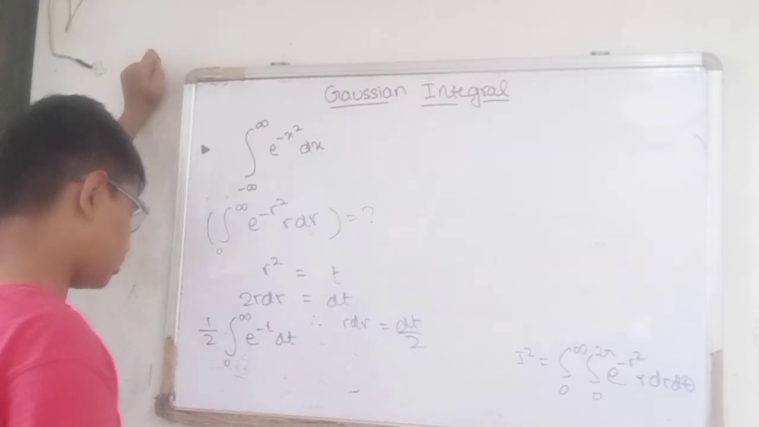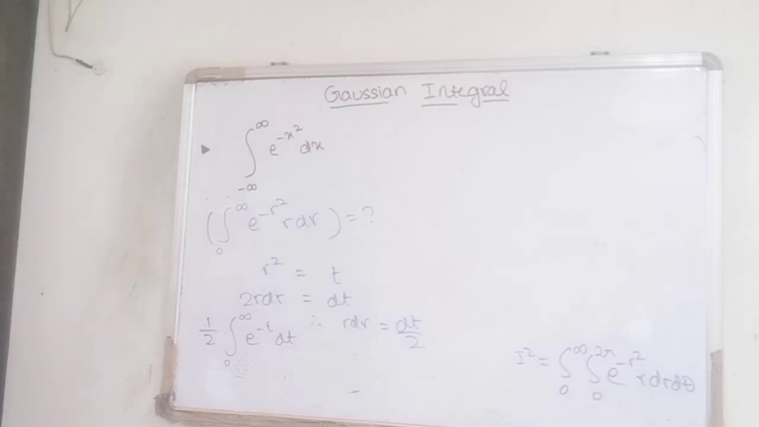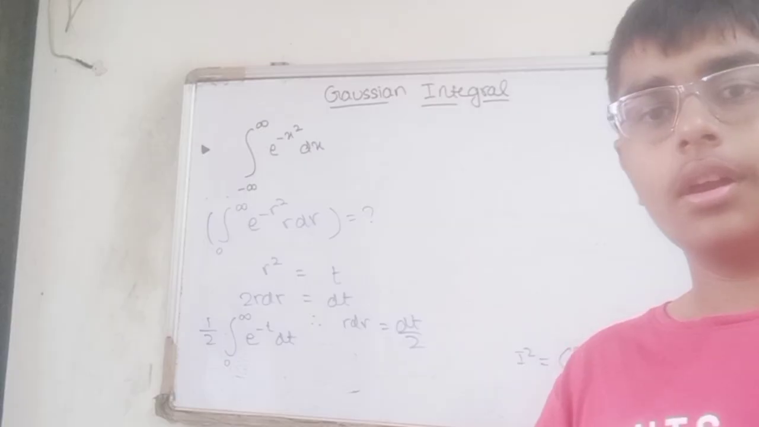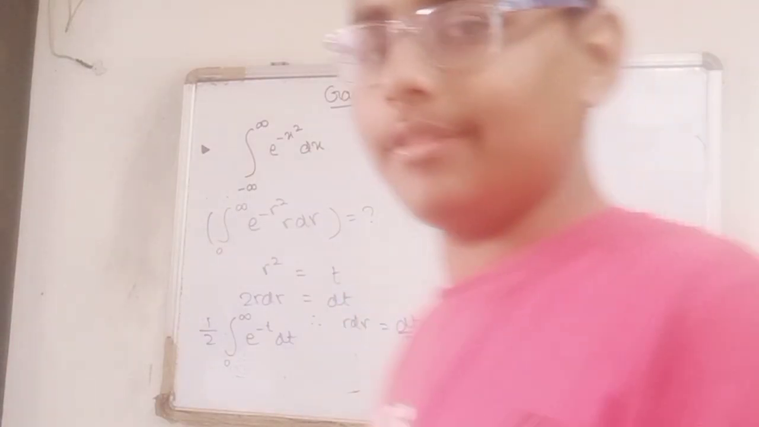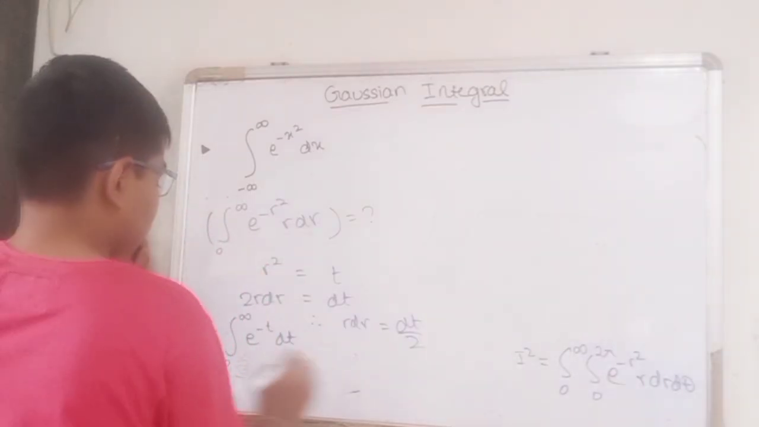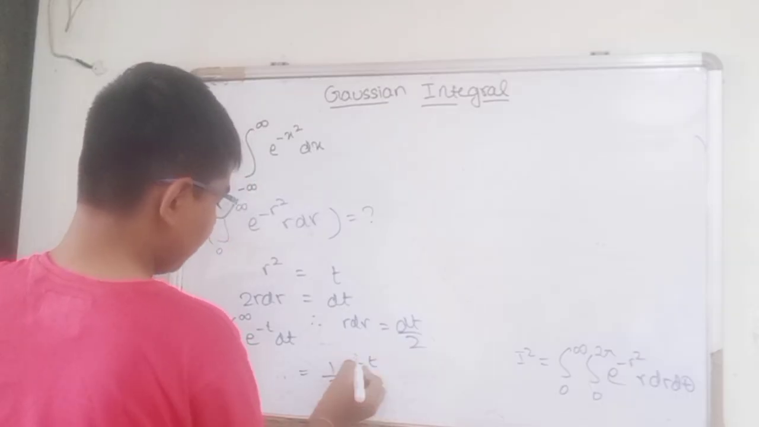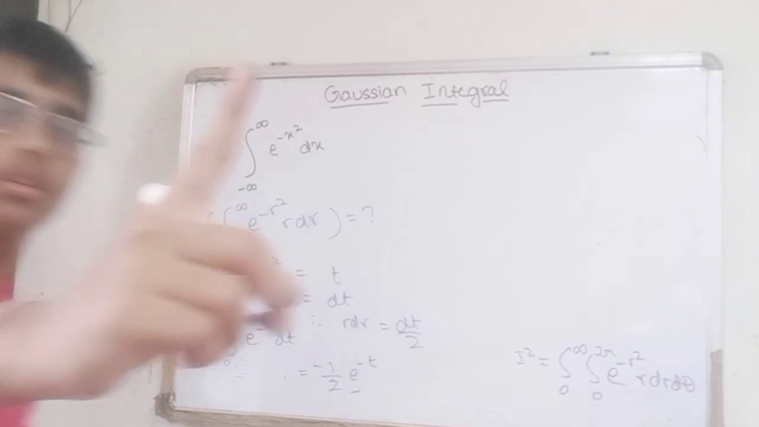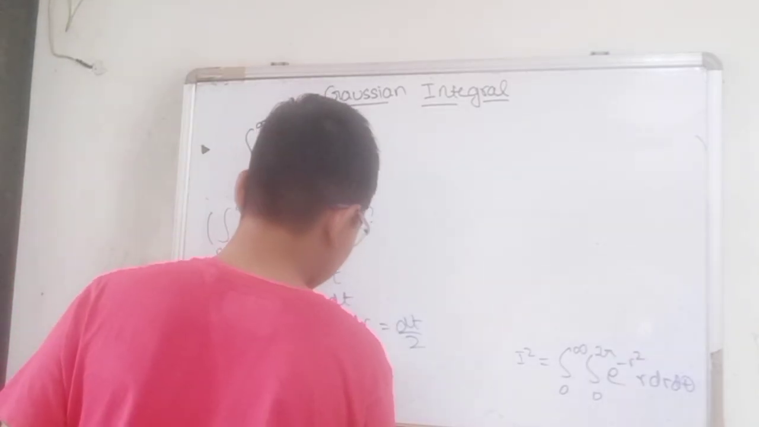Integration of this is what? What is the integration of e to the power x? X basically, it is itself. So this is half e to the power minus t, and there's a minus symbol because we take the differentiation of the power, which is minus 1. So this minus comes here, and then this is what we get. But we forgot the limits. Look at the limits.